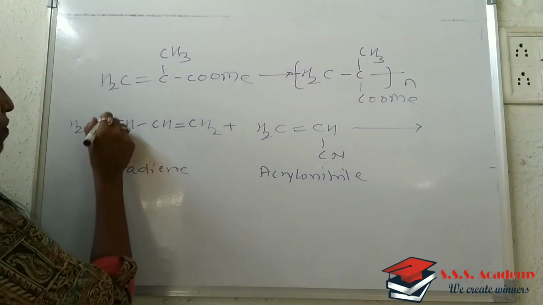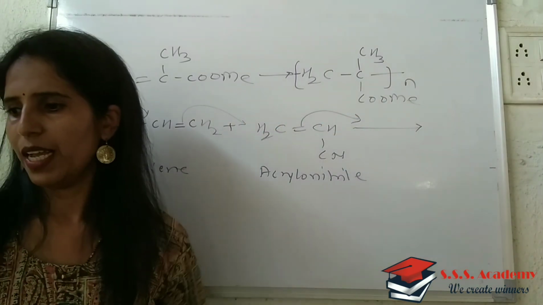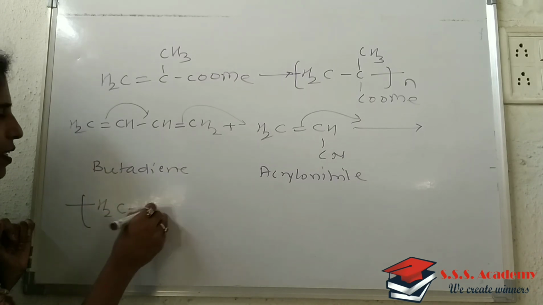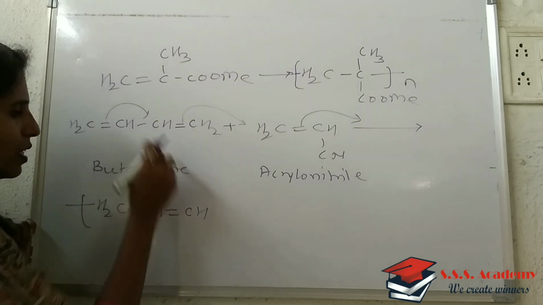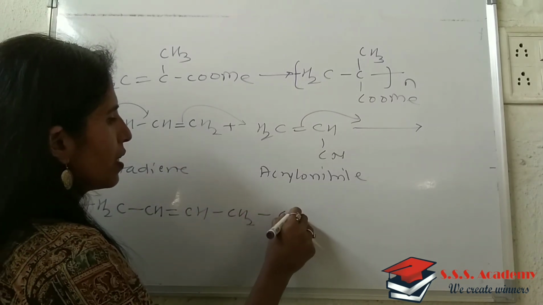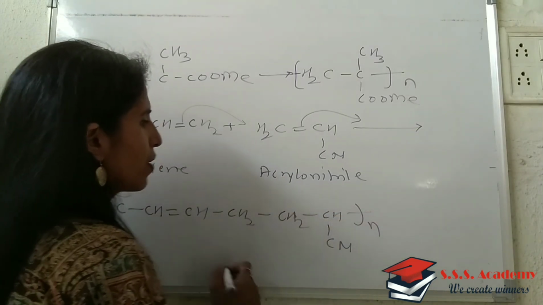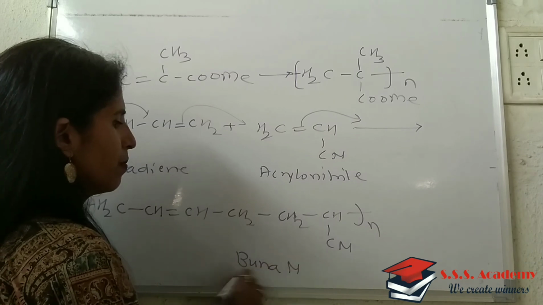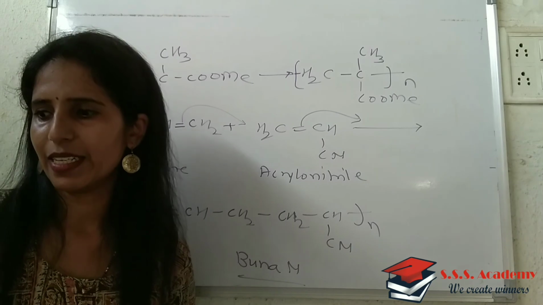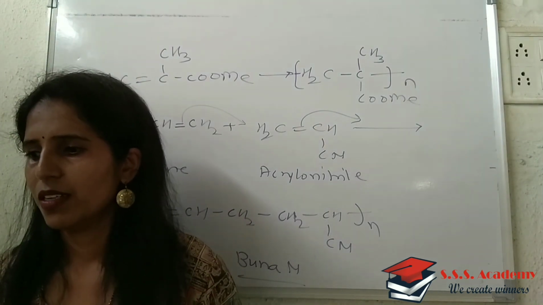See, this bond will shift, this bond will shift to this, and therefore this bond will shift furthermore. And that's why the structure for that polymer will be this: CH2 as it is, this CH double bond, so there is a double bond. I have written the double bond, right? Then this CH2, again this CH2, then CH and CN. This is nothing but Buna N. So this is the structure for that polymer, Buna N, and it is used in making adhesives, rubber belts, shoe soles, O-rings and gaskets.